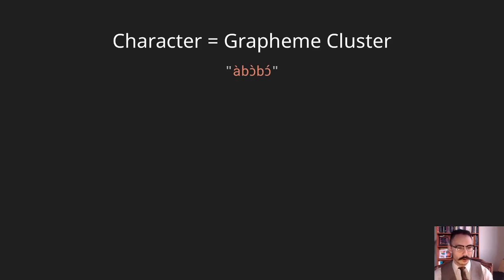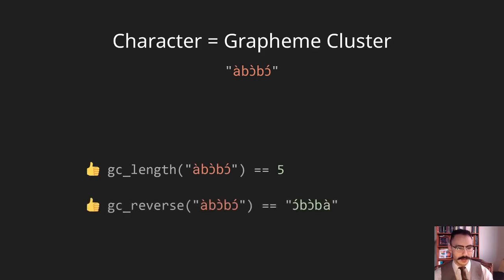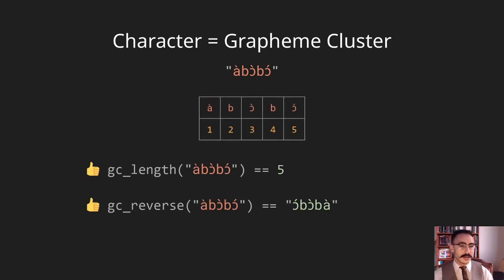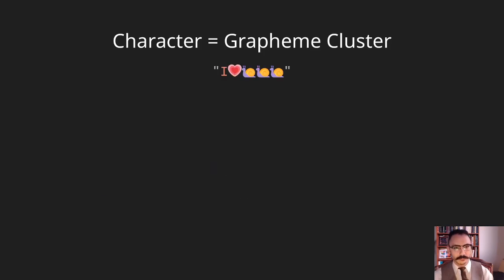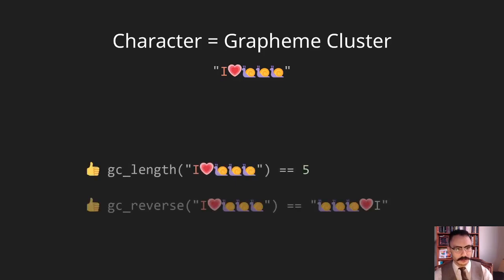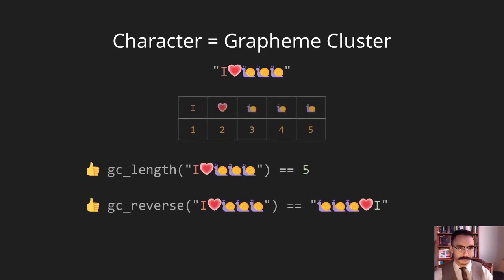And our Ewe word, above all, 5 characters, perfect. And the reverse, looks great. That's how it breaks it up. Again, the algorithm collapses the letter and its accent mark into a single cluster, which corresponds to a visual character. And our I heart snails, 5 characters long, reverses correctly.